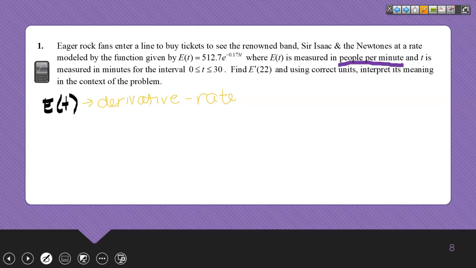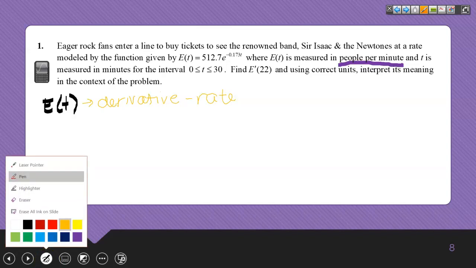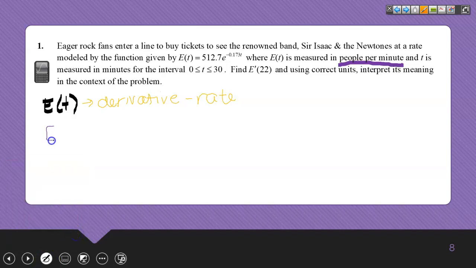So it says find E prime of 22. Calculator problem, right? You're going to the calculator, you're finding that value. That's not what AP is testing you on, because we all know you can go to a calculator, plug it in, and find the value. So E prime of 22 is equal to negative 1.9723.